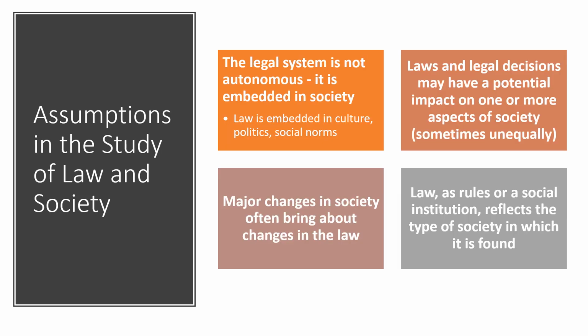Okay, finally, let's turn to the assumptions in the study of law and society. First, law is embedded in society. The legal system is influenced by cultural, political, and social norms. It's inevitable. For example, cybercrime laws have evolved as society increasingly relies on digital technology for communication and commerce.